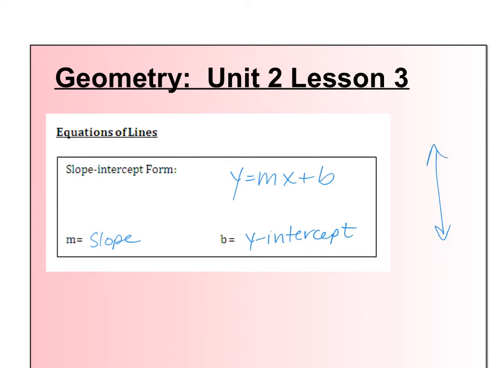So let's just say this is our graph. Remember, this is your x-axis, this is your y-axis. And let's say we have a line that's graphed looking like that red one. The y-intercept is right here. The y-intercept is where the line crosses the y-axis.